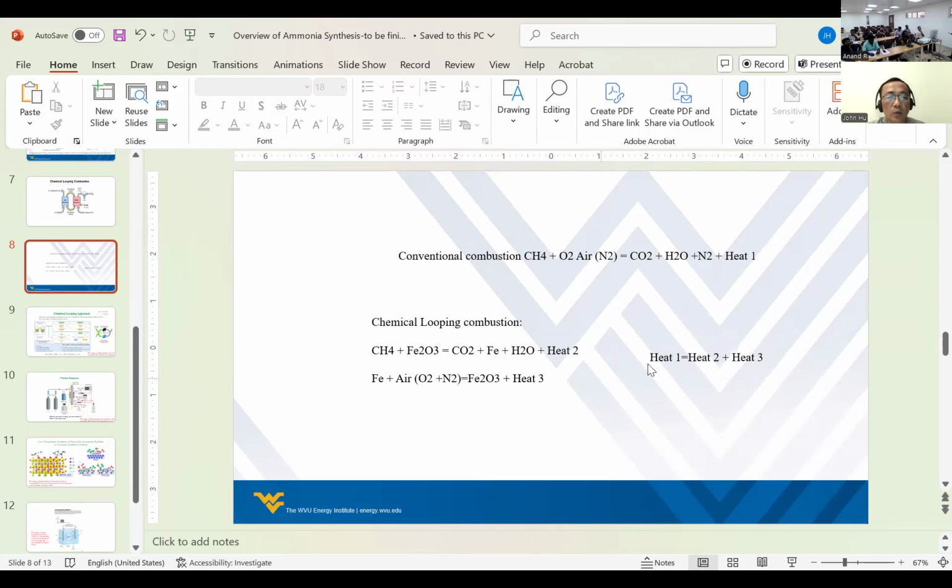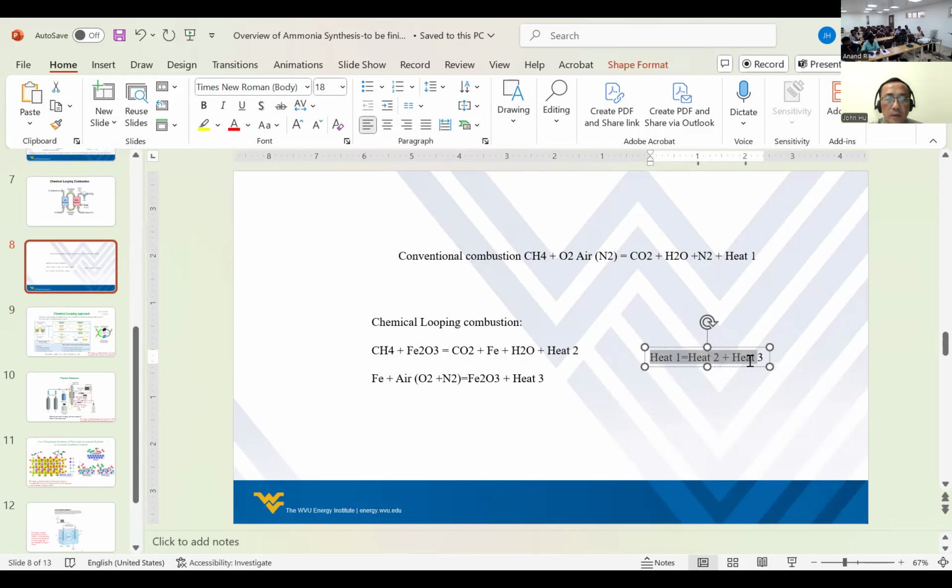You follow me? Heat 2 and 3 are chemical looping. It's the same. All the heat is coming from the methane combustion. So chemical looping, if you're adding the two heats, because you generate heat separately, you add the heat together equal to the conventional combustion. Make sense? Yeah, exactly, this is energy balance.